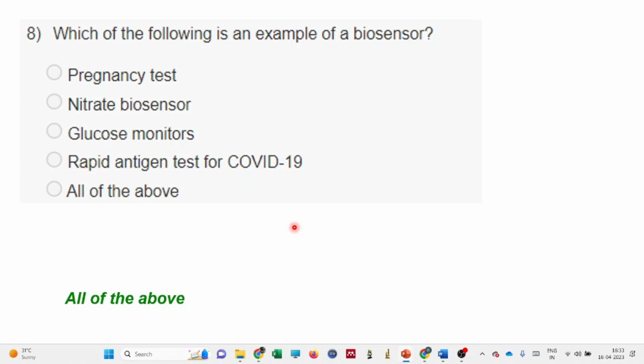So the test strips typically contain antibodies that are specific to the SARS-CoV-2 virus, which bind to viral proteins if present in the sample. And this binding event then triggers a signal, such as a color change, which can be detected by the user or a portable reader device. Rapid antigen tests for COVID-19 are very commonly used as a quick and convenient method for detecting the virus in individuals with symptoms or suspected exposure.